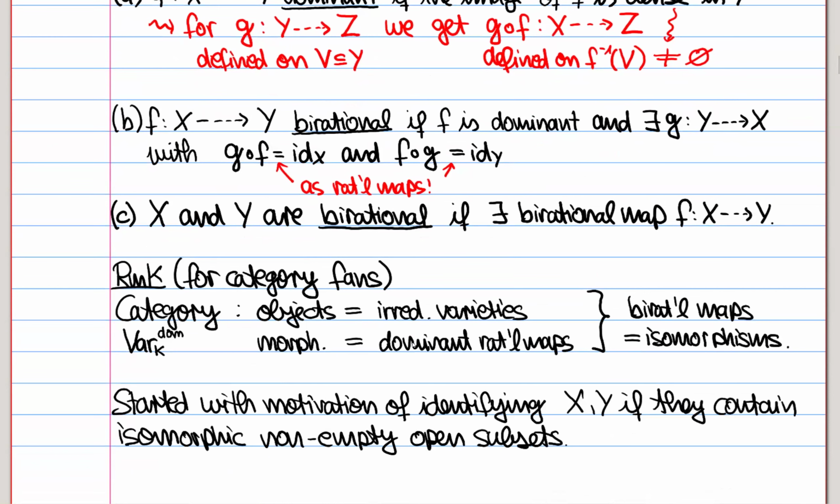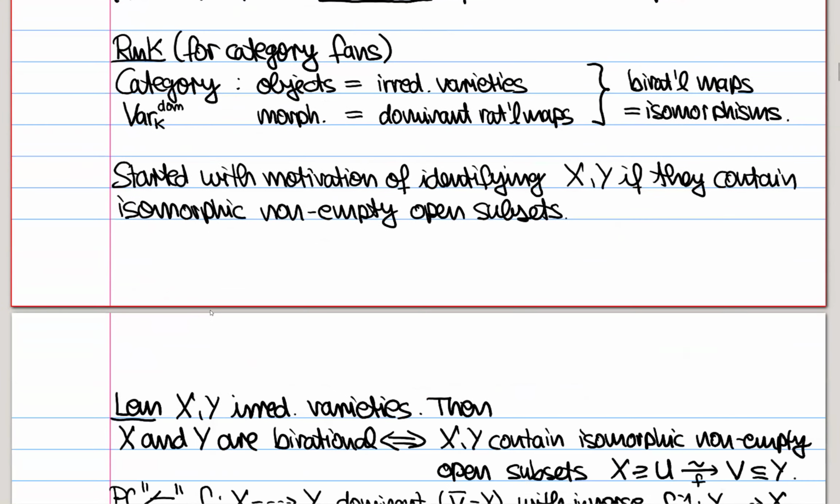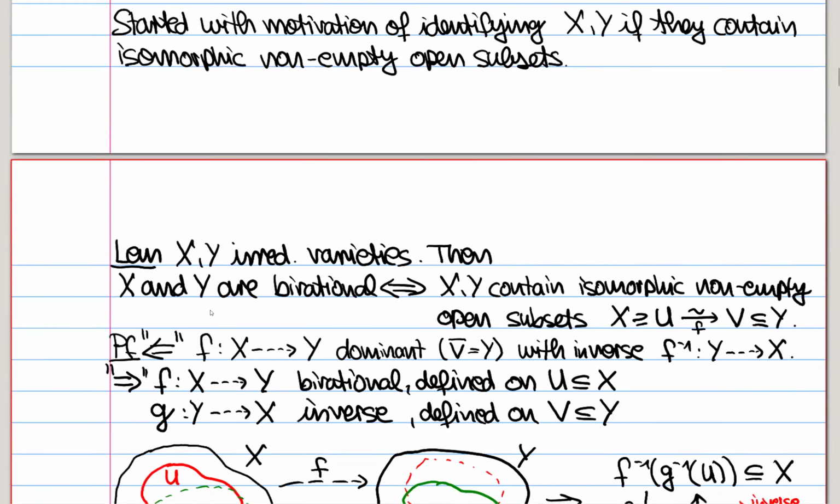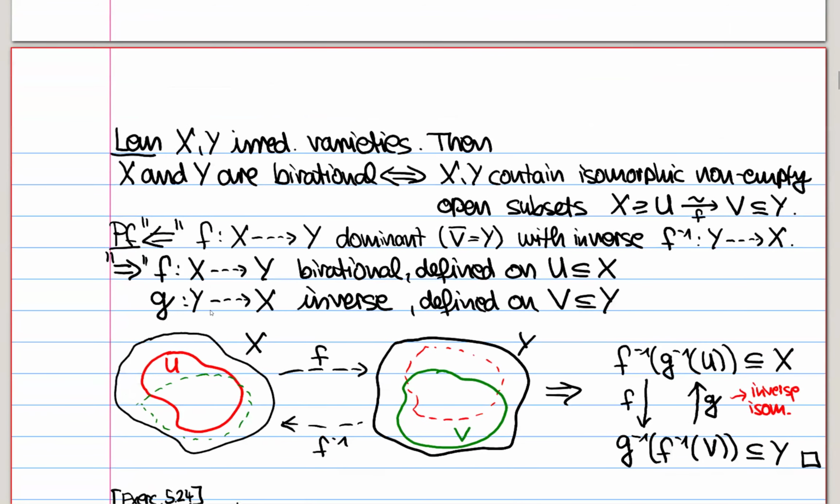And we started the lecture with this kind of motivation of identifying two varieties if they contain isomorphic non-empty open subsets. And so what does this have to do with this notion of being birational? Well, this is what the next lemma is going to discuss. If X and Y are irreducible varieties, then they are birational if and only if they contain isomorphic non-empty open subsets. So X contains some open subset U, and Y contains some open subset V, and U and V are isomorphic.